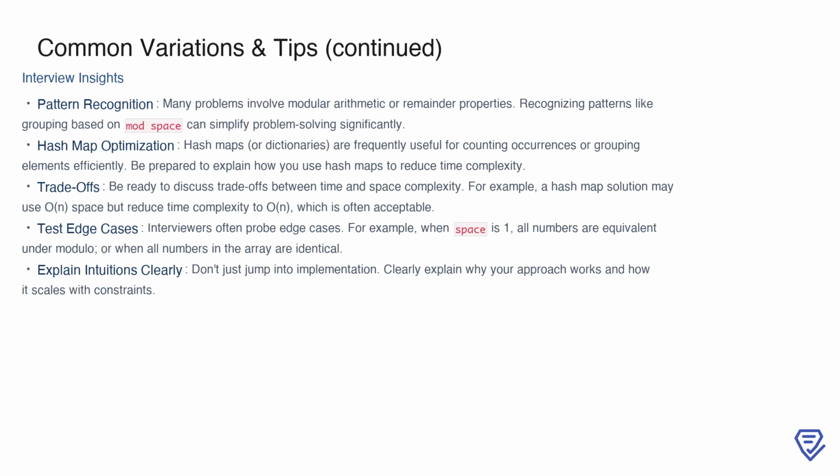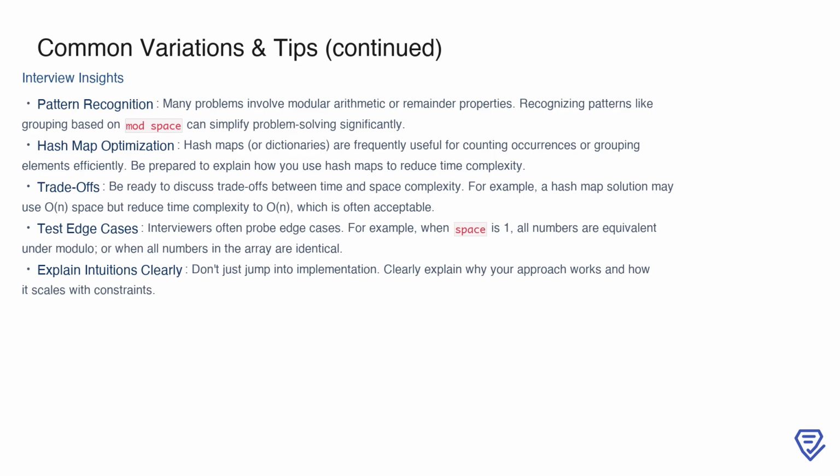Now, let's explore some insights that can give you an edge in interviews. Recognizing patterns is a key skill, especially in problems involving modular arithmetic. Grouping numbers based on their remainder when divided by a given space can simplify the problem greatly. Hash maps are invaluable in such scenarios. They allow you to efficiently count occurrences or group elements, which can drastically reduce the time complexity of your solution. Be prepared to explain how you're using hash maps and the trade-offs involved.